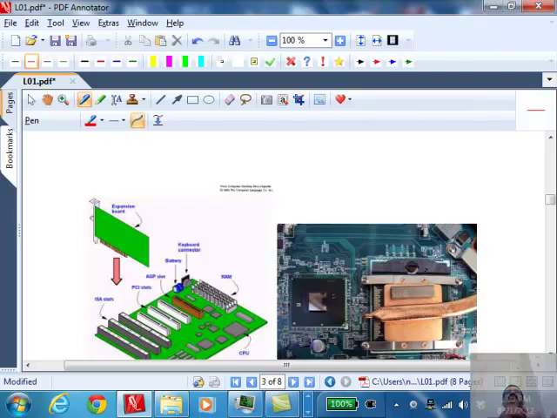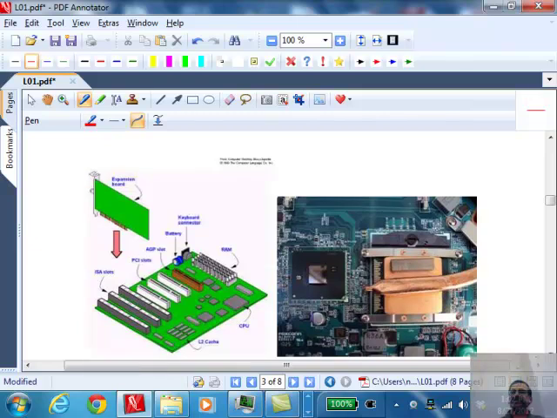So you will know about all these parts that I'm talking about. Very briefly, what is this part? Can you identify what that part is? It's called the motherboard. Okay, so this is a schematic of what a motherboard is. This is actually a photograph of what a motherboard is.